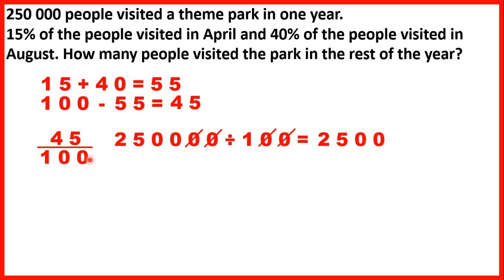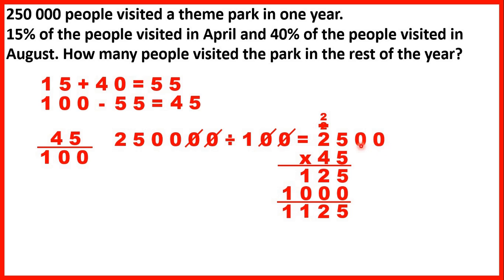So that's dividing by the denominator, and now we need to multiply by the numerator. So work out 2,500 times 45. Now what we can do is just work out 25 times 45 and then put 2 zeros on the end of our answer. So we can use column multiplication, and then when we put the 2 zeros back on, that gives us 112,500 people.